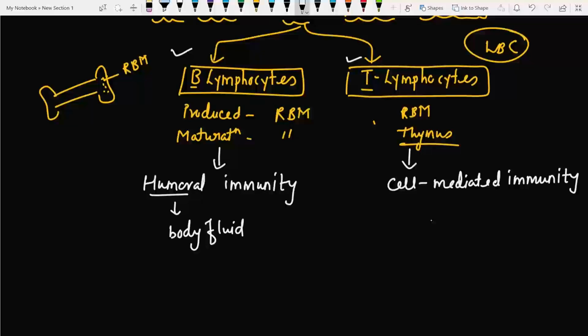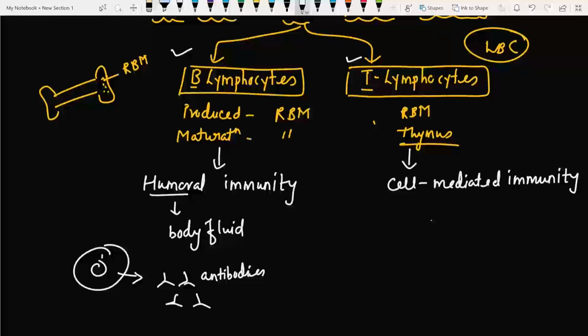Let's say this is a B cell, and the B cell releases its antibodies into the body fluid. Let's say this is a blood vessel, and here there will be body fluid. It will release its protein, the specific protein for the specific antigen, that is antibodies, inside the body fluid, and this will bind to the antigen and opsonize it, and so on. This way of working is called humoral immunity.